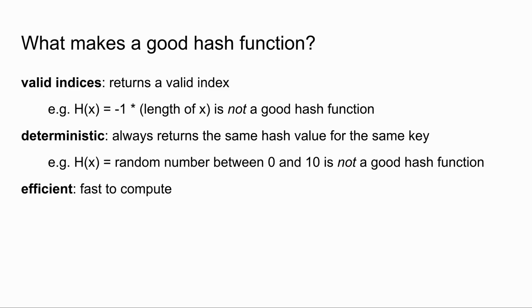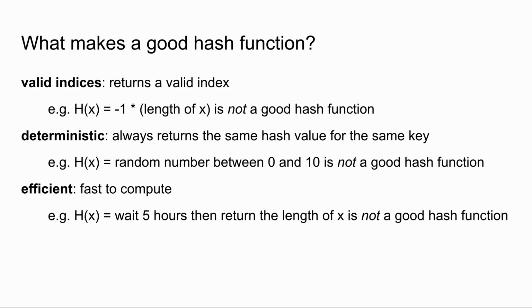Efficient. In order to be more efficient than an array, a good hash function must be fast. Otherwise, an inefficient hash function can actually be slower than using an array. So, a hash function that waits 5 hours before doing anything is not a good hash function.